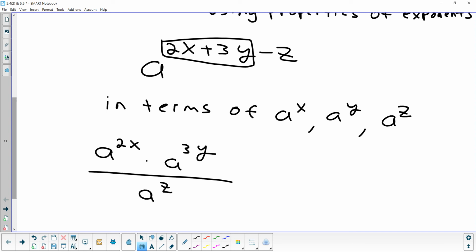Now, we still have a to the 2x and a to the 3y. What's another way we could write a to the 2x in terms of a to the x? Like something you could do to a to the x to turn it into a to the 2x. Nick? 2a raised to x. 2a raised to the x, like that? Oh no, just the a raised to x. Just the a raised to the x, like that? Yep.